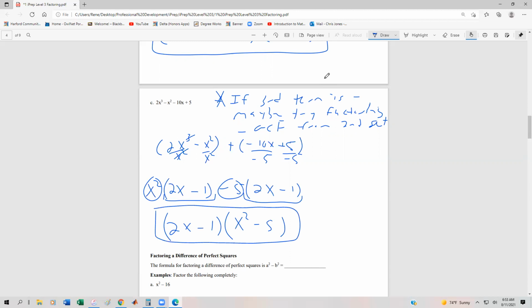All right, and again, one thing I would urge you all to do is to go ahead and distribute the 2x minus 1 to x squared minus 5, and then distribute those two terms.